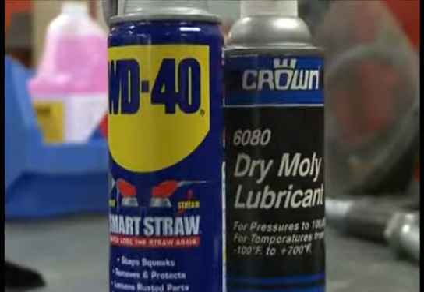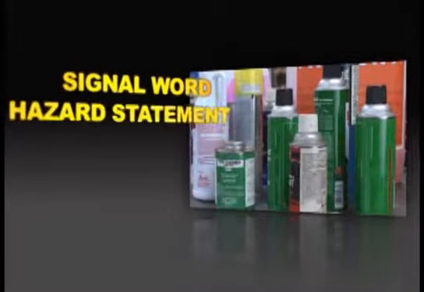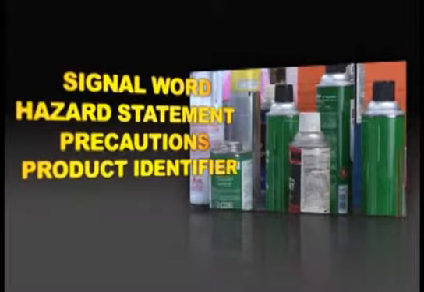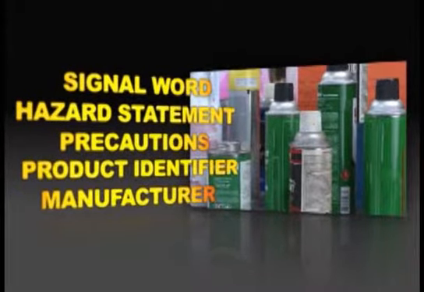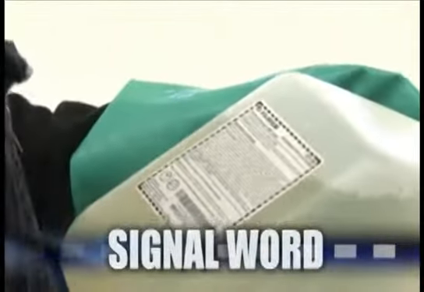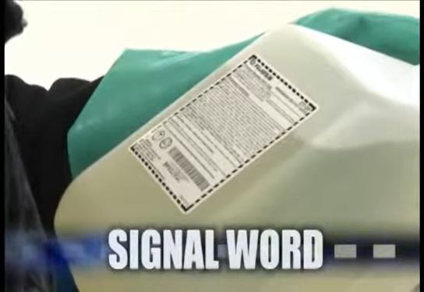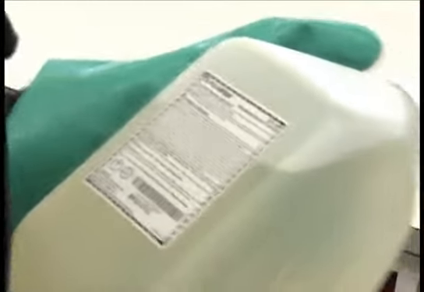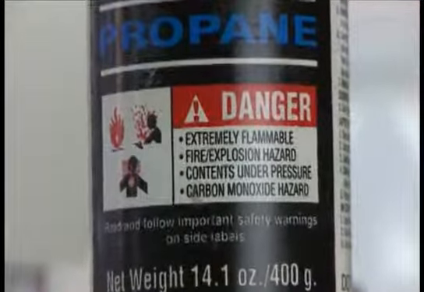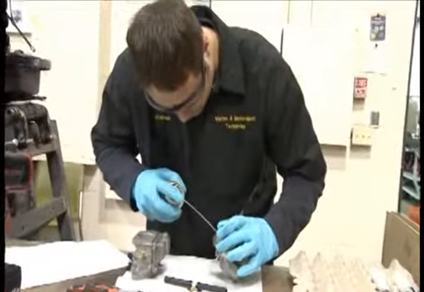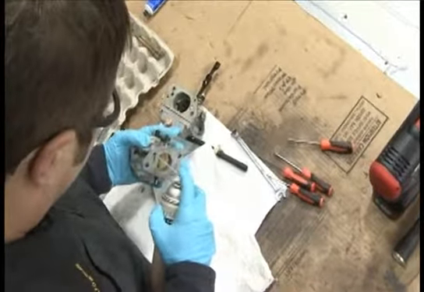But they all have the same 5 basic pieces of information: a signal word, a hazard statement, precautionary statements and symbols, a product identifier, and the name of the manufacturer or supplier. The first thing to look for on a label is a signal word. This word is used to alert you to the potential hazard and to indicate the relative severity level of the hazard. Danger is for more severe hazards, and warning is for less severe hazards. Sometimes there is no signal word, but that doesn't mean that the product has no hazards.